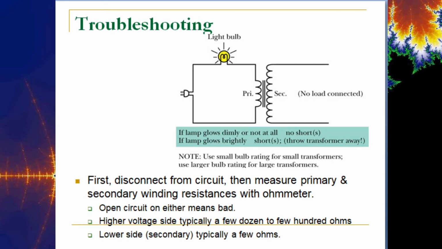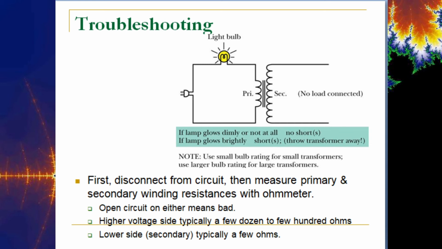So if you have a transformer and you want to know if it works, the best way to test it is not to connect a load to the secondary, because if there's a problem, you don't want it to show itself when you plug it in. So leave the secondary open, don't connect any load to it, and then just put a light bulb or something in series on the primary.